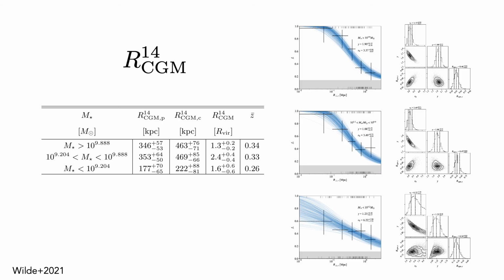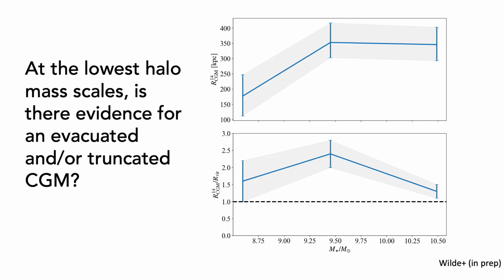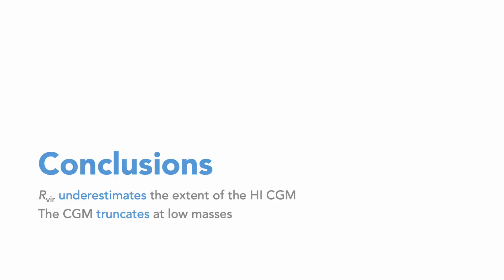We carry out this analysis on our 3 mass samples, allowing us to characterize the extent of the CGM as a function of mass. And we find that the CGM may be truncated for low mass galaxies. If we look at the top plot here, or at the normalized R14 CGM in the bottom plot where we normalize by the virial radius, we see that in all cases the CGM extends past the virial radius, especially for intermediate mass galaxies. In an upcoming paper, we will use a more sophisticated model to investigate this mass dependence of the CGM. But for now, we can conclude that the virial radius underestimates the extent of the CGM, especially for intermediate mass galaxies, and that the CGM appears to be truncated around dwarf galaxies.